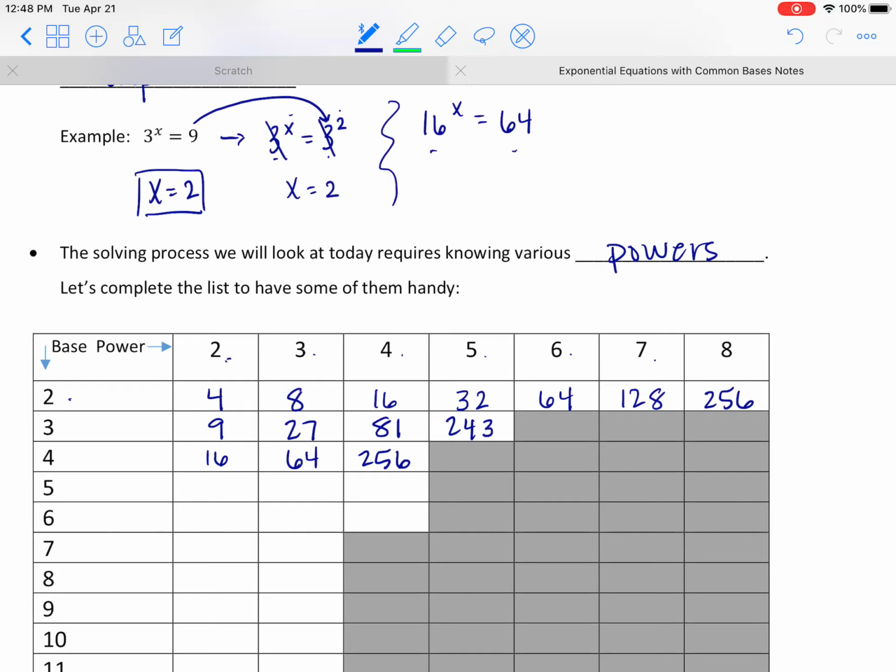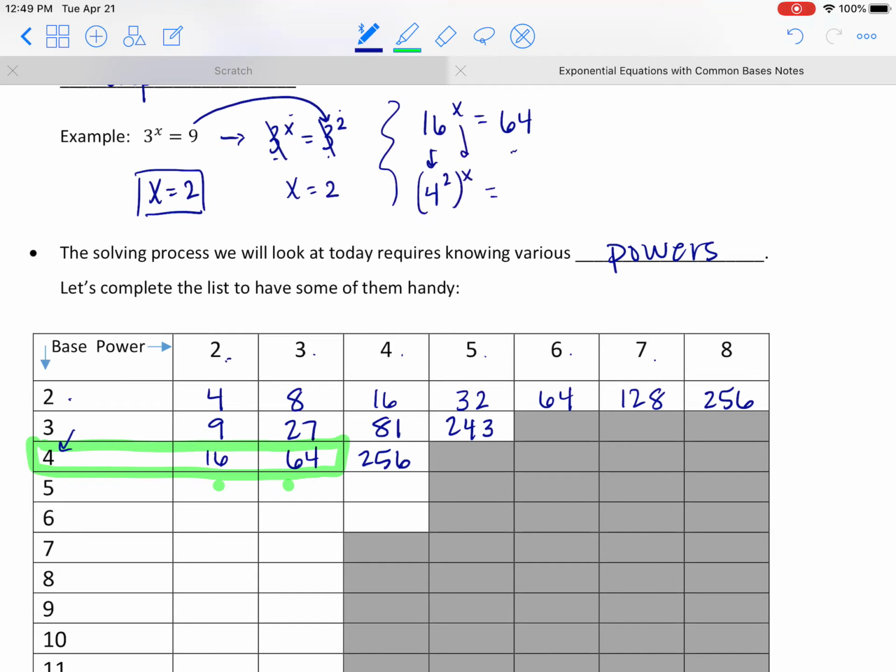So I'm going to come back to this second equation we were looking at here: 16 to the x power equals 64. If I can find a base that these numbers have in common, then I want to try to rewrite these with that base they have in common. So I found a row here that has the numbers 16 and 64. So 16 and 64 are both powers of 4. That means they have that base of 4 in common.